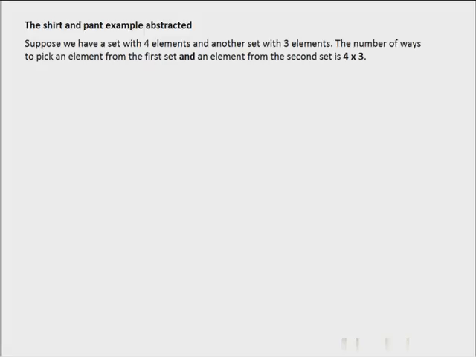Let's abstract it a bit. We can say that we have a set with 4 elements and another set with 3 elements. The number of ways to pick an element from the first set and an element from the second set is 4 times 3. That's exactly what happened in the shirt and pant example.